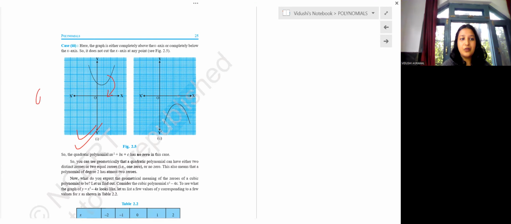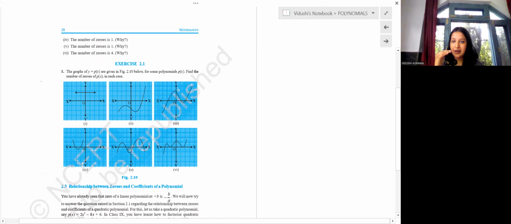Moving forward again, let's come to your assignment number 2.1. This example 1 and the 2.1 exercise are exactly the same. So let's do this exercise and then you can refer to your example. If you're having any doubt, just comment and I'll be there. Okay? Question number 1, first part. Is this line touching your x-axis? No. Therefore, no zero. Okay?